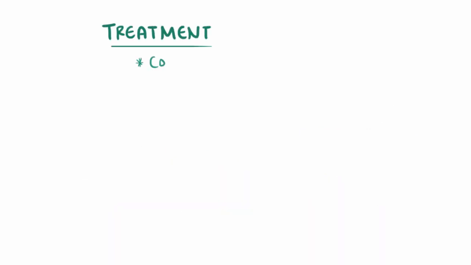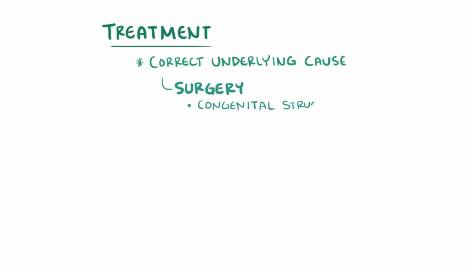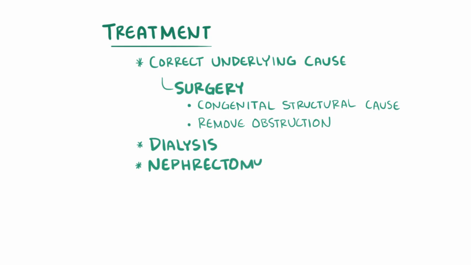Treatment for chronic pyelonephritis involves correcting the underlying cause of recurrent infection, which could be surgery to correct congenital structural causes, or to remove obstructions like kidney stones. In some cases, though, dialysis or nephrectomy, which is removal of some or all of the kidney, might be needed.